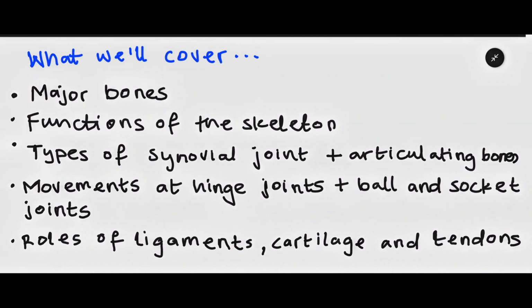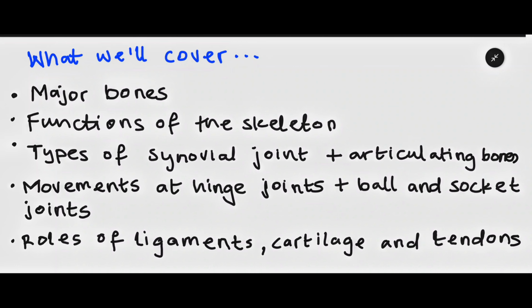Okay, let's lock in. By the end of this video, you'll be able to name and locate the major bones that you need to know for this OCR GCSE course. You'll be able to explain the 6 functions of the skeleton. You'll be able to define a synovial joint and identify the different types of synovial joints, and also match the joints to the bones that are around the joints.